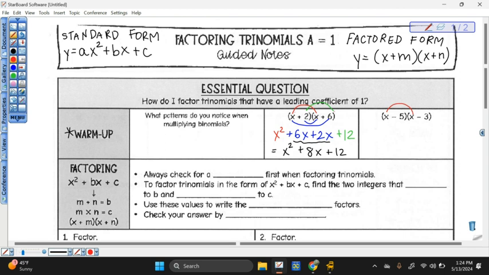Okay, let's do it again. First times first in this next one. X squared. Outer times outer, negative 3x. Inner times inner. And last times last. Good. Positive 15. And what do we do? Add like terms. So I end up with x squared, negative 3 minus 5, negative 8x plus 15.